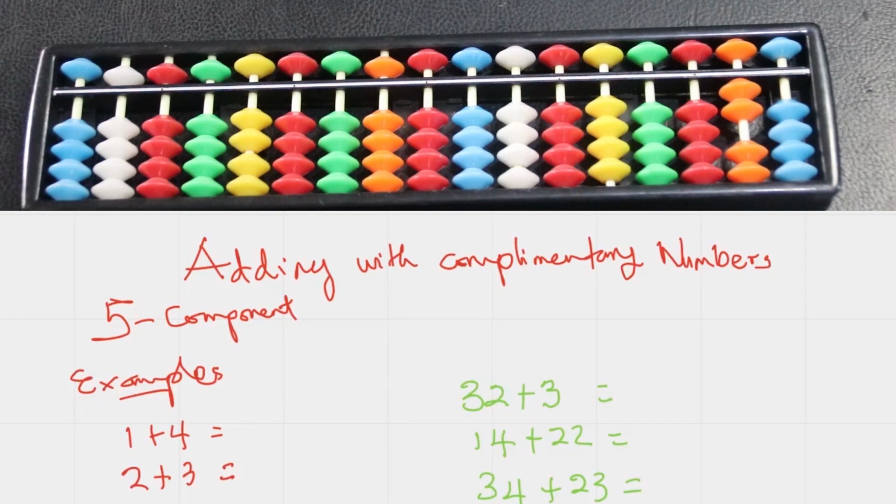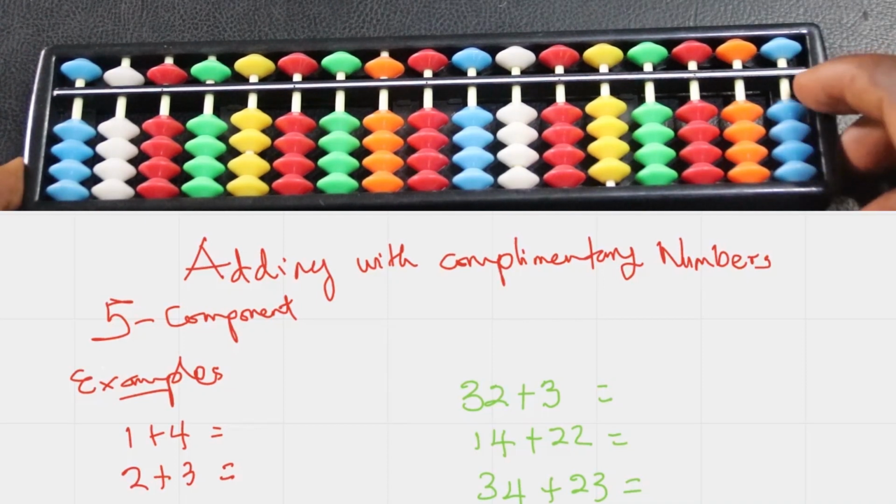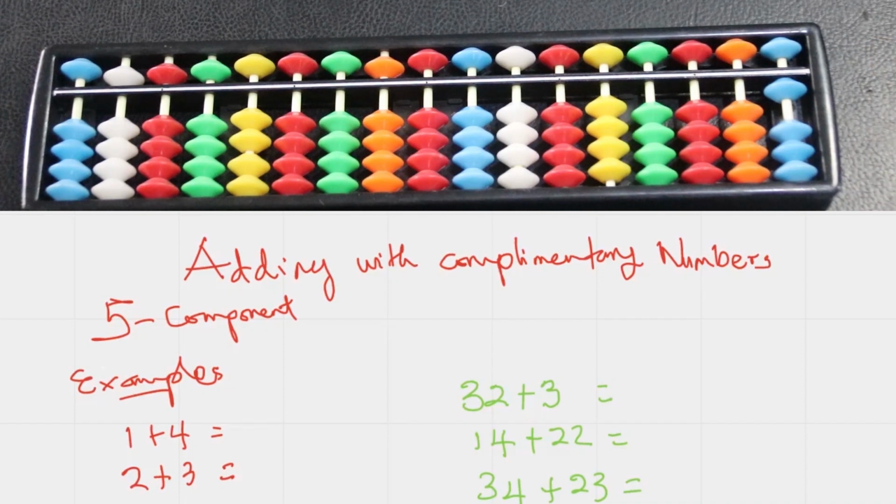So let's say, for instance, I want to add 1 to 4. Let me reset my abacus. I want to add 1 plus 4. So if I place 1 on my abacus, I need to add 4. But the number of beads that I have left are just 3 beads. But I need 4. How then do I get 4? This is where we begin to apply component numbers. So basically, the complementary numbers that we have are 5 and 10 complementary numbers. And in this video, we're going to be explaining the 5 components of the complementary numbers.